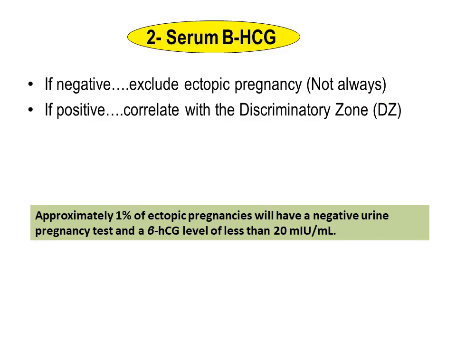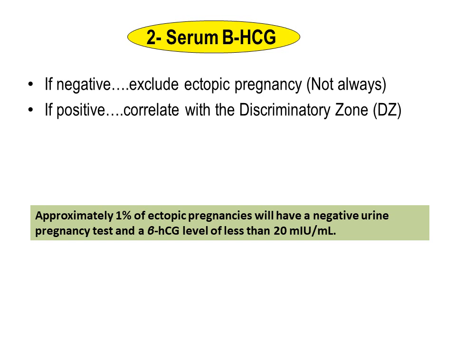So if you are suspicious of the nature of this pregnancy, you should order serum beta HCG. If the result is negative, this is usually exclusive of ectopic pregnancy. But mind you that up to 1% of cases of ectopic pregnancy may have a negative urine pregnancy test and beta HCG as low as 20 milli international units per milliliter.